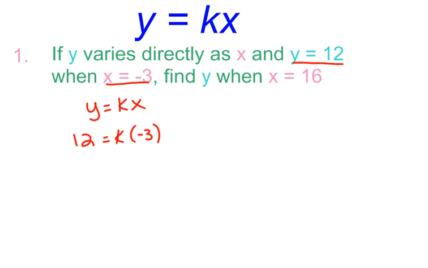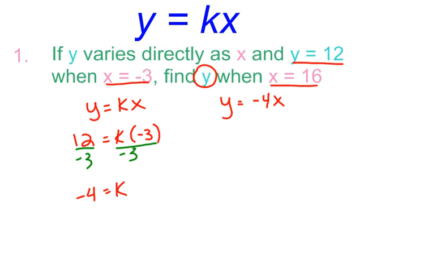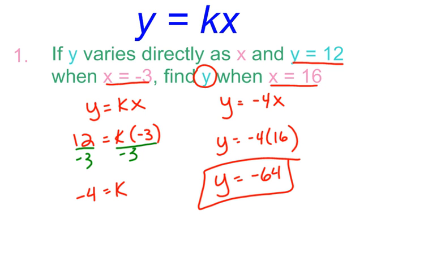To find k, I would divide 12 by negative 3. So I've just found k to be negative 4. So for this situation, our equation would be y equals negative 4x. That's what we're working with. Then when they say find y when x equals 16, I would substitute 16 in for x, and I find y to be negative 64. So there is me solving a direct variation equation.